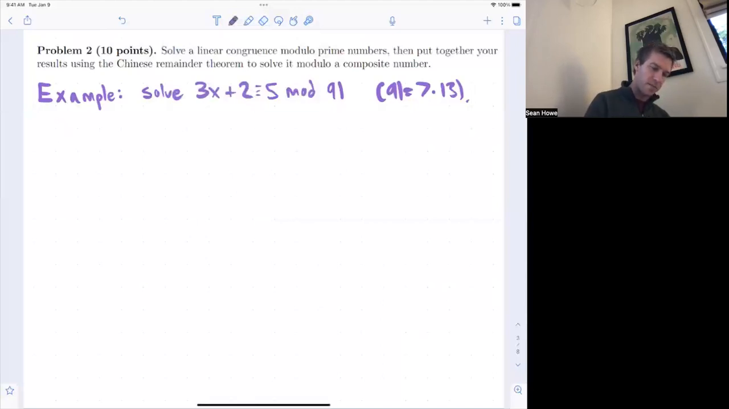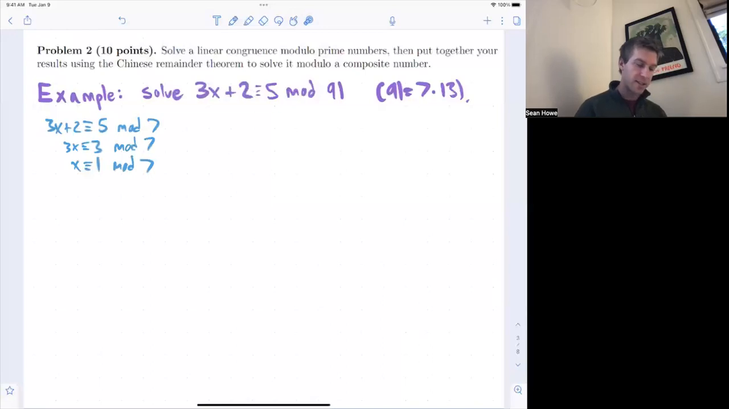First solve it mod 7 and mod 13. So first I solve 3x + 2 is congruent to 5 mod 7. So that's 3x is congruent to 3 mod 7. So x is congruent to 1 mod 7. I just subtracted off this 2 from the 5, and I got x is congruent to 1 mod 7.